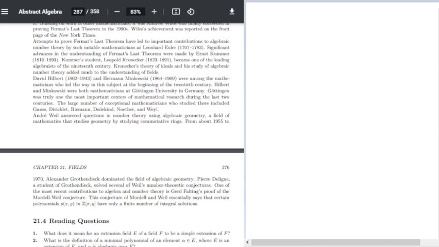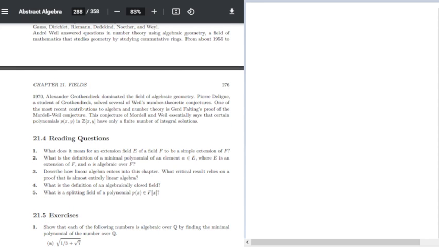Oh my gosh. Andre Weil answered questions in number theory using algebraic geometry, a field of mathematics that studies geometry by studying commutative rings. From about 1955 to 1970, Alexander Grothendieck dominated the field of algebraic geometry. Pierre Deligne, a student of Grothendieck, solved several of Weil's number theoretic conjectures. One of the most recent contributions to algebra and number theory is Gerd Faltings' proof of the Mordell-Weil conjecture. The conjecture of Mordell and Weil essentially says that certain polynomials p of x and y have only a finite number of integral solutions. Okay.